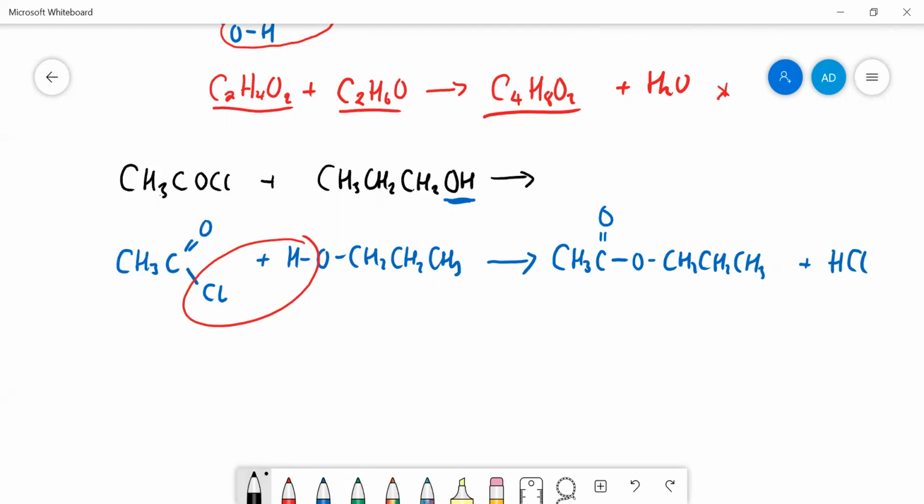As a one-line formula, you'd write down CH3COOCH2CH2CH3 and HCl. That's all done. Okay, that's the second example. Okay, let's do one which is a little bit more complicated than either of those two now.